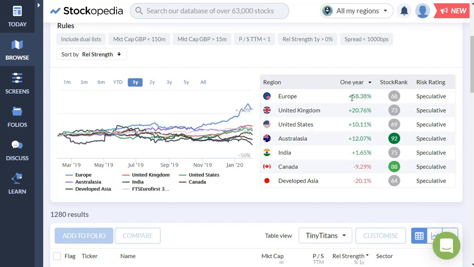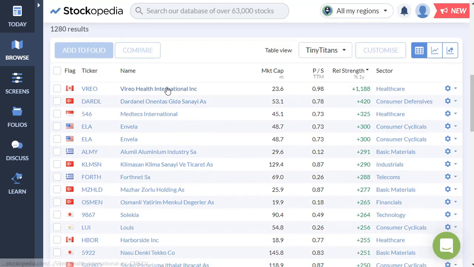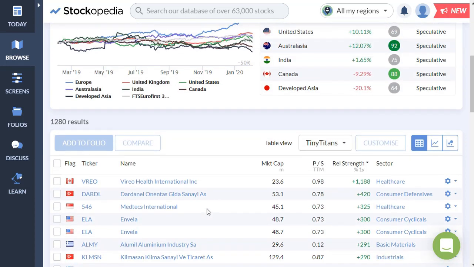You can see in Europe it would have made over the last year almost 60%, which is quite great. But in here you can see all of the companies, and I would not recommend you just picking the top 10 here or something like that. I would recommend that you do some further research.